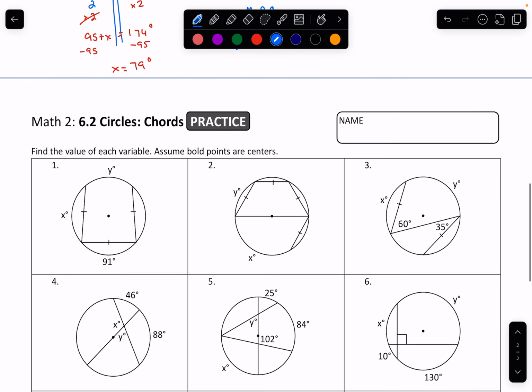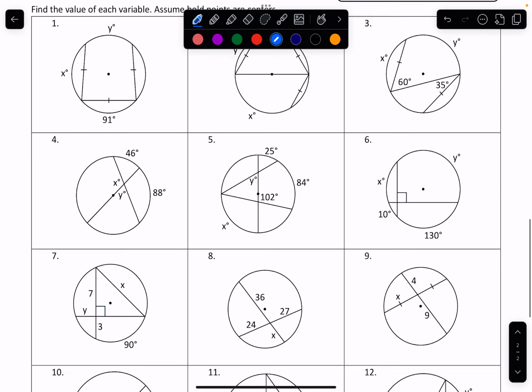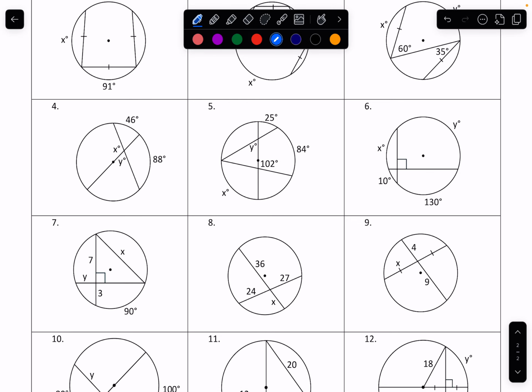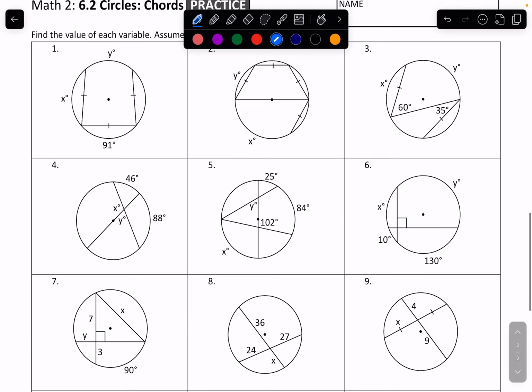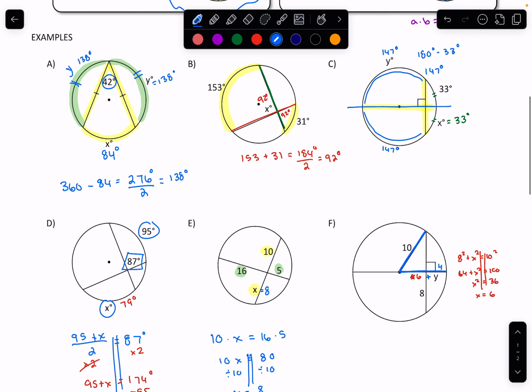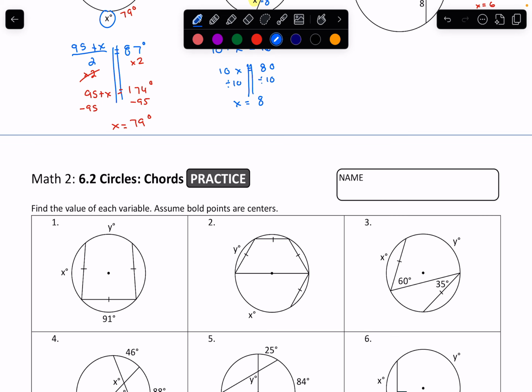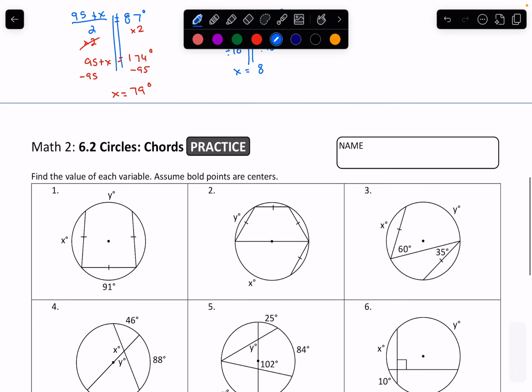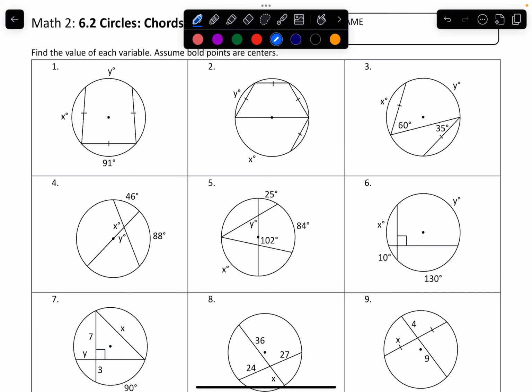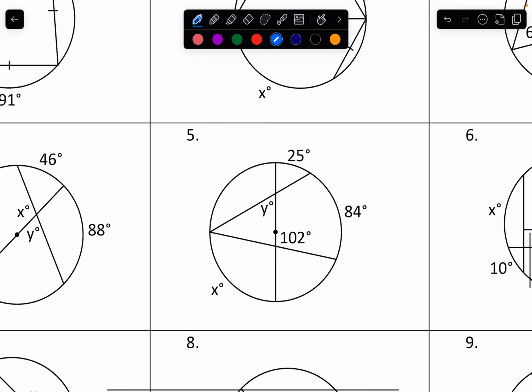So now you're on your own. Now you get to practice some problems that all look very different. I realize they don't look exactly like the examples above, and they're not supposed to. You need to take what you've learned about chords and arcs and other parts of circles from 6.1, and you need to apply that to help you find the missing parts. Colored pencils are going to help a lot, especially like if you look at number 5, there are so many different things going on in number 5 that it can get a little bit overwhelming.